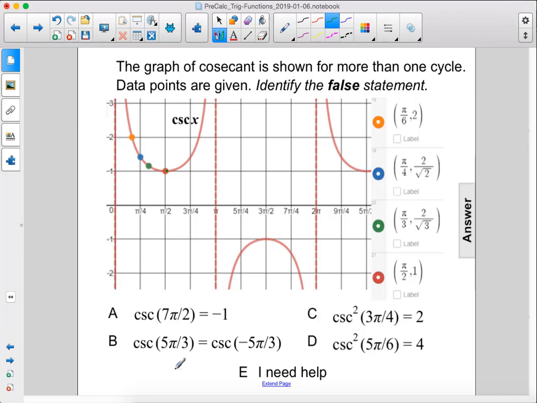The graph of cosecant is shown for more than one cycle. Data points are given. Identify the false statement. Cosecant 7 pi over 2 equals negative 1.